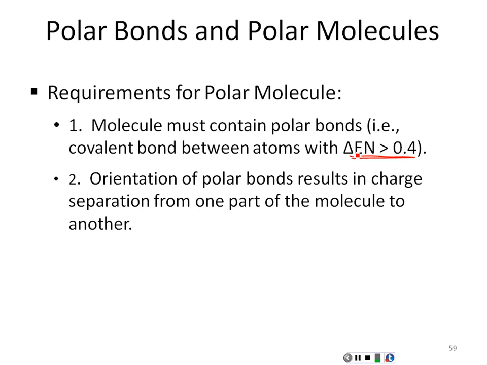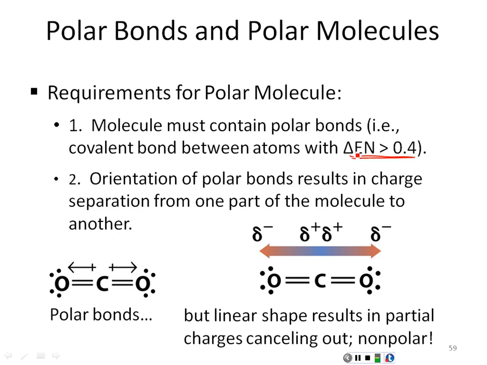There's another requirement, though. It's not enough to have polar bonds. You also have to have them in an orientation that results in a net charge separation from one part of the molecule to another. So what does that mean? If we look at carbon dioxide, CO2, it has polar bonds, but they're linear. This is a linear molecule, and they're equal and opposite in direction, so they end up canceling each other out. So this molecule is nonpolar.